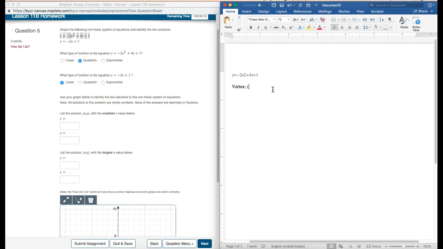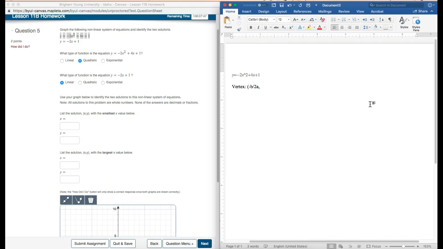To find the vertex, we need to memorize that the x-coordinate of the vertex is negative b divided by 2a. In standard form, it goes a, b, and c for the coefficients. So our a is negative 2, our b is 4, and our c is 1.